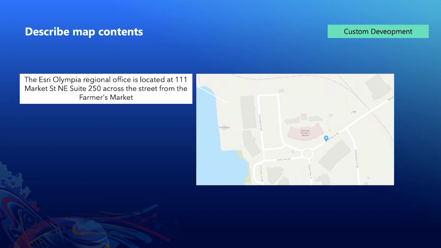But for non-sighted users, you have to provide alternative text. So here's an example of some alternative text that we could use. We tell the user what they're looking at, in this case, the Esri Olympia Regional Office, the address where it's at, 111 Market Street, and then we give some contextual information. We say it's across the street from the farmer's market. So we give some landmark to help people find that location. So this is an example where we have alternative text that describes this content in the map. This is one way of making these simple maps accessible, is providing a good textual description for that content that they are provided when they access it via the screen reader.